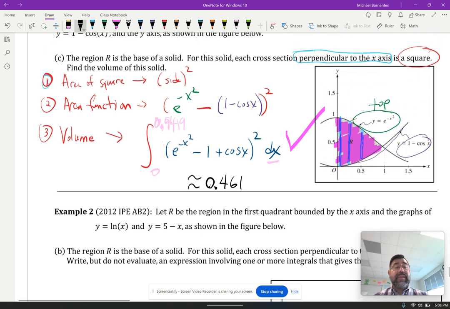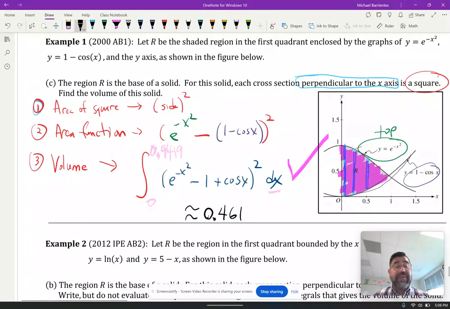Again, the process is pretty straightforward. Figure out what slice shape, cross-sectional shape, you're dealing with. Find the area formula for that shape. Write the area function of that shape, and then take the integral of that area function in order to find the volume. That's all you need to do. We'll come back and we'll practice some more of these types of problems.